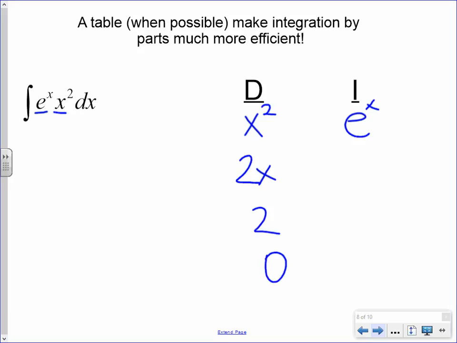And you're going to do the same thing, but you're going to integrate the other column. And the x, the x, and the x. We're not going to worry about plus c's right now. We will worry about the plus c at the very end.